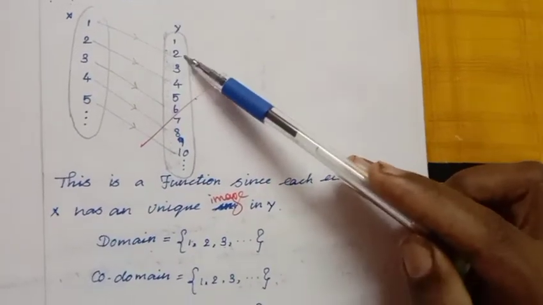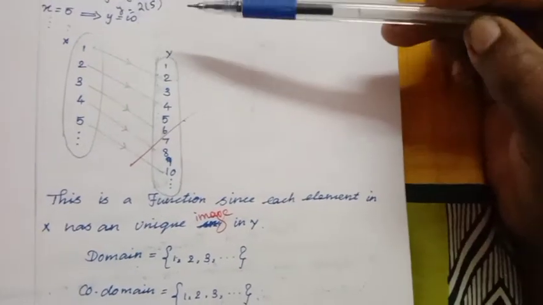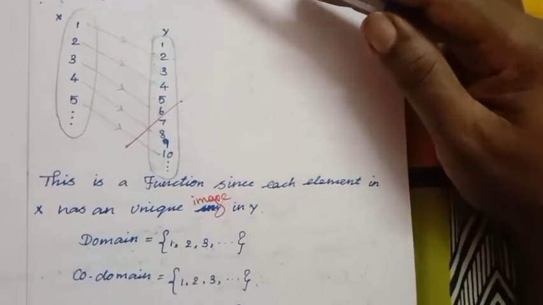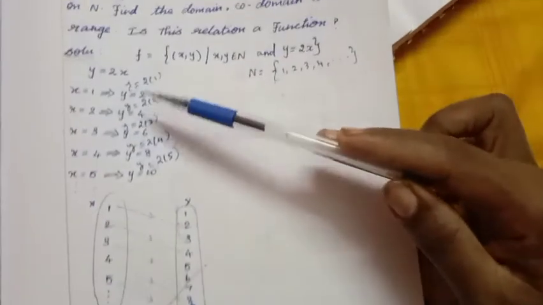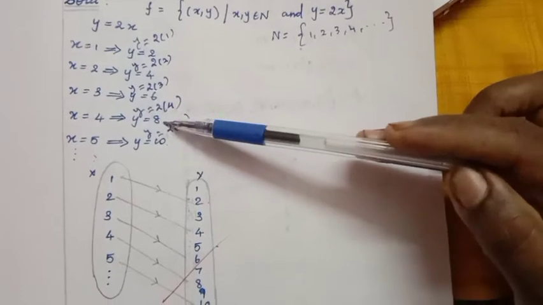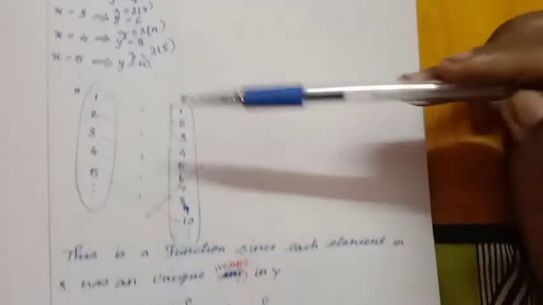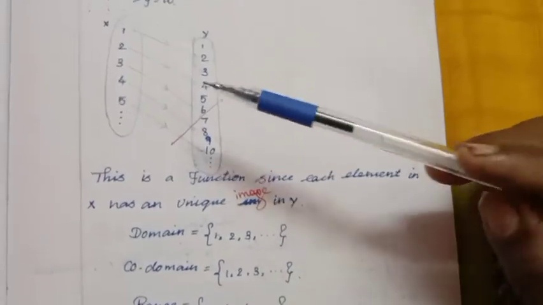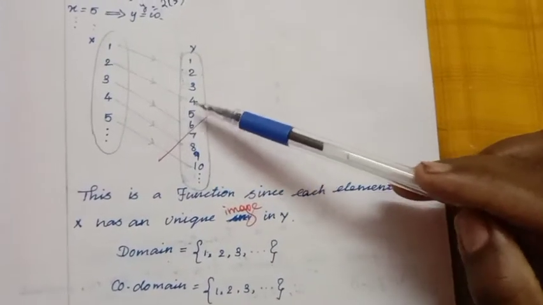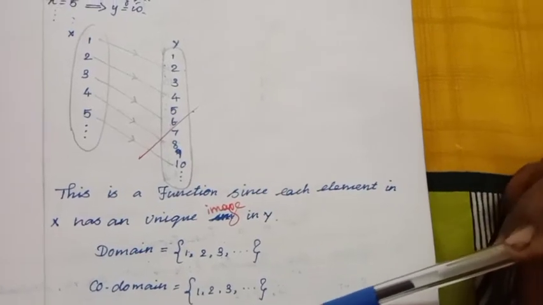So you have to take from here. What are the images? The output is called a range. So what are the outputs here? 2, 4, 6, 8, 10. This is called a range. So how do you take this range? It is 2, 4, 6, 8, 10.